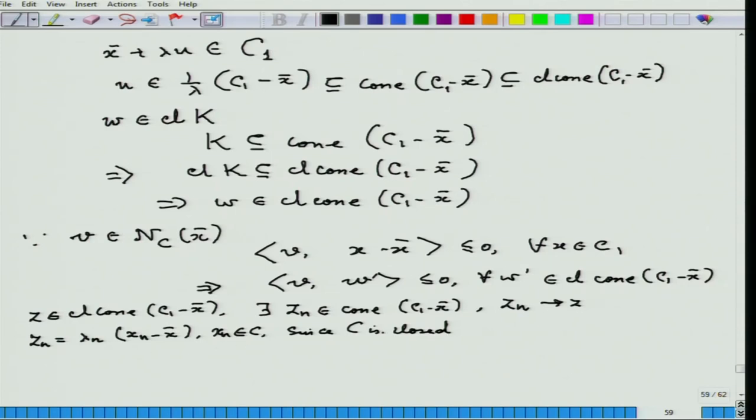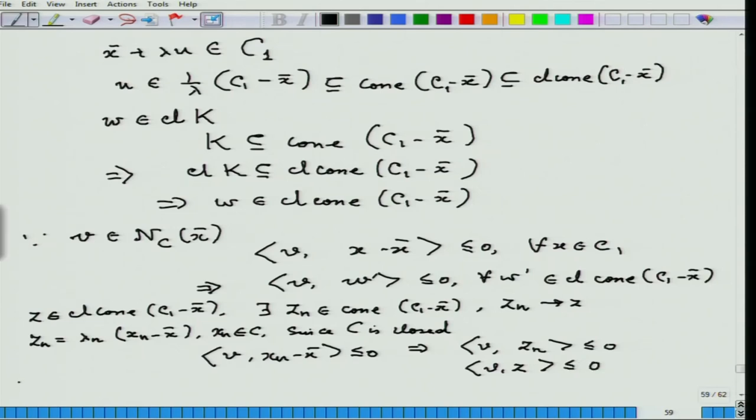Since C is closed, if x_n converges, it will converge to some element in the set. So, what does this mean from here? What do I get from here? I get immediately from this expression, V of (x_n minus x bar) is less than or equal to 0, which would immediately tell me V of (lambda_n (x_n minus x bar)) is less than or equal to 0. So, V of z_n would be less than or equal to 0, and if I pass on to the limit, z_n is going to z. So, V of z is less than or equal to 0.